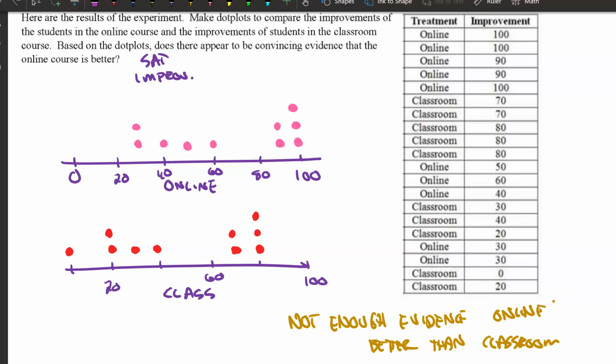Oh, and by the way, later on in the year, we're going to learn a formal test to see if there's a significant difference in these two groups, okay? But we're quite a ways away from that.